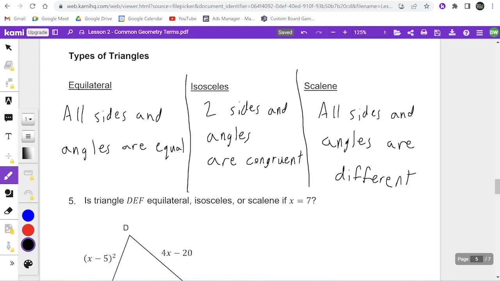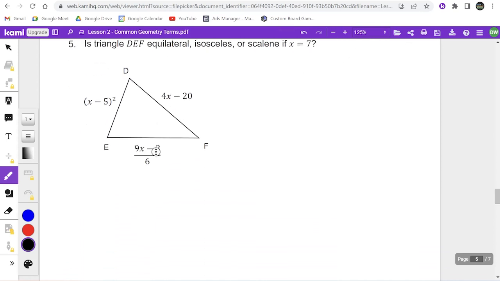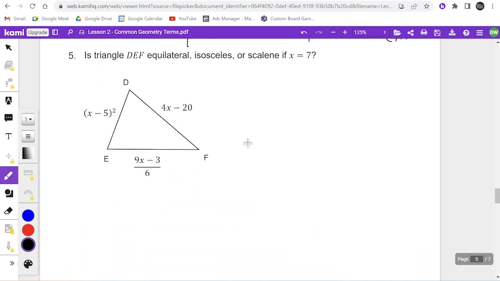Okay, now let's do some example problems. Number 5, is triangle DEF equilateral, isosceles, or scalene if x equals 7? So all you need to do here is plug in x equals 7 to each side, and you see how many sides are equal to each other. So we'll start with (x minus 5) squared. That's going to be (7 minus 5) squared. 7 minus 5 is 2, and 2 squared is 4. So that means that side right there is 4.